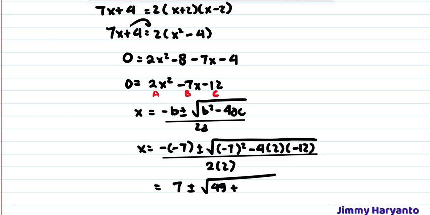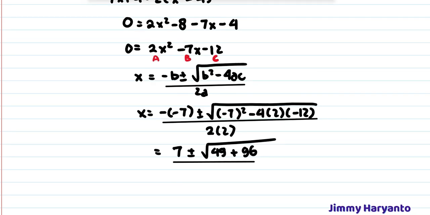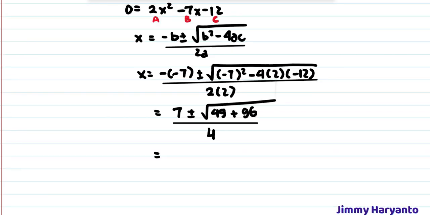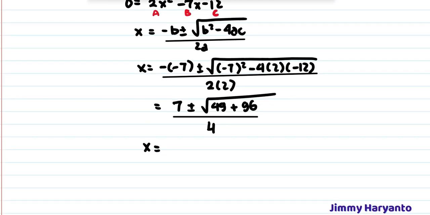plus how much is this? 96, so 96 over 4. Okay, just use your calculator to find the value of x. After you calculate it, I think you should have x equals 4.76 and x equals negative 1.26.